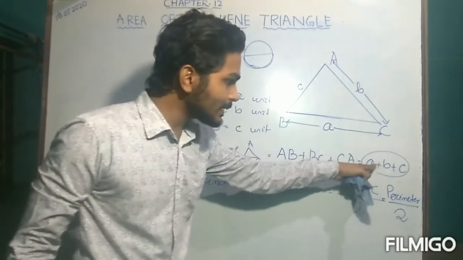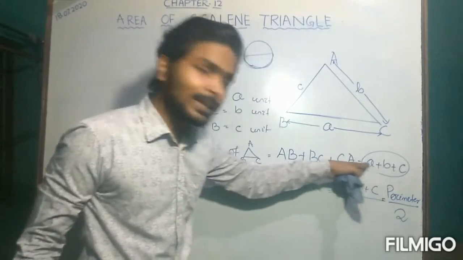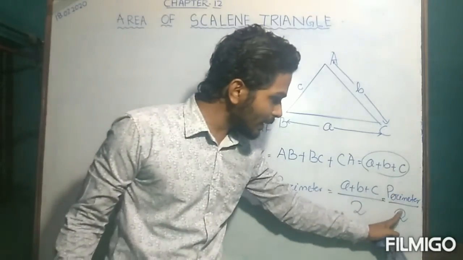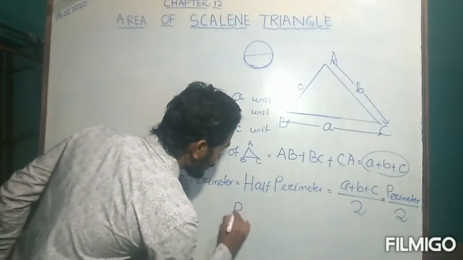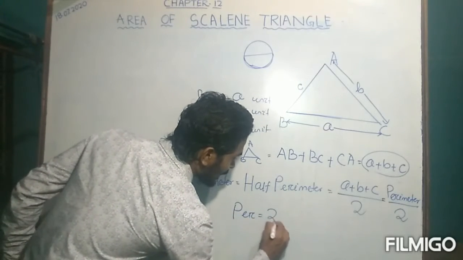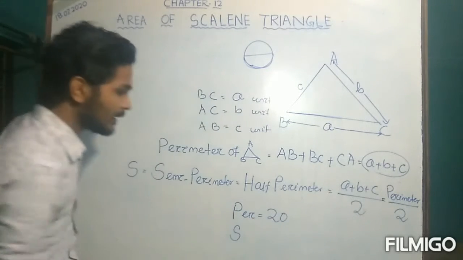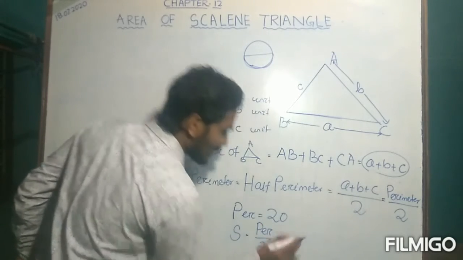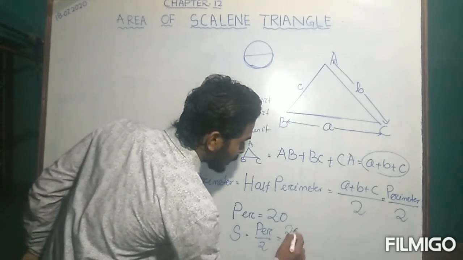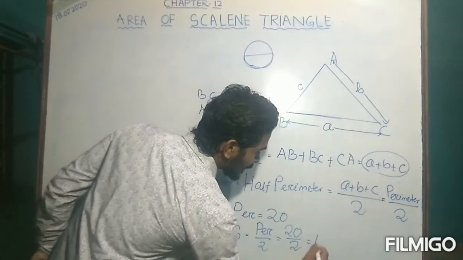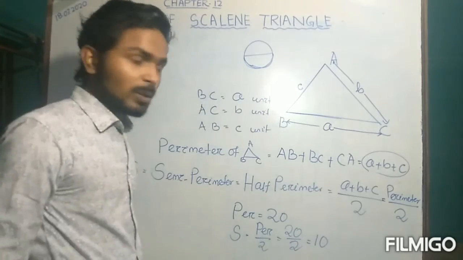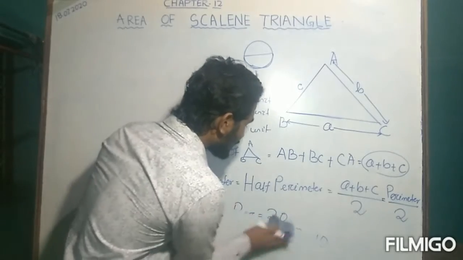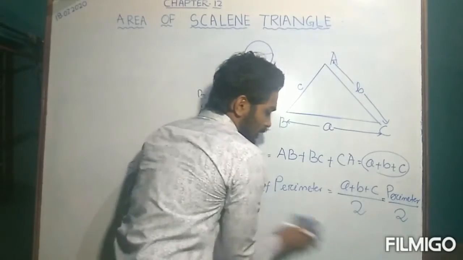Sorry, suppose the perimeter is 20. And what is the value of S? S is perimeter divided by 2, isn't it? So 20 divided by 2 is 10. Clear now? So this is the process by which we can calculate the semi-perimeter.